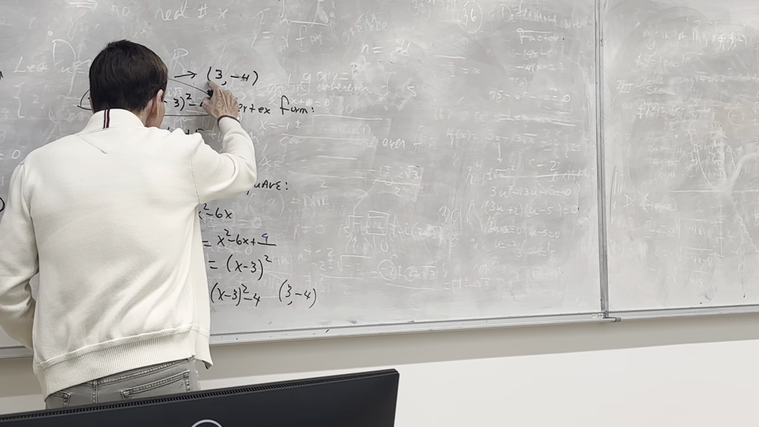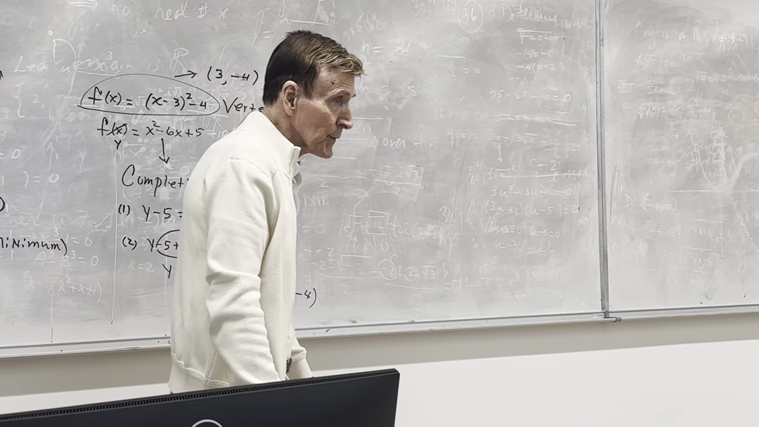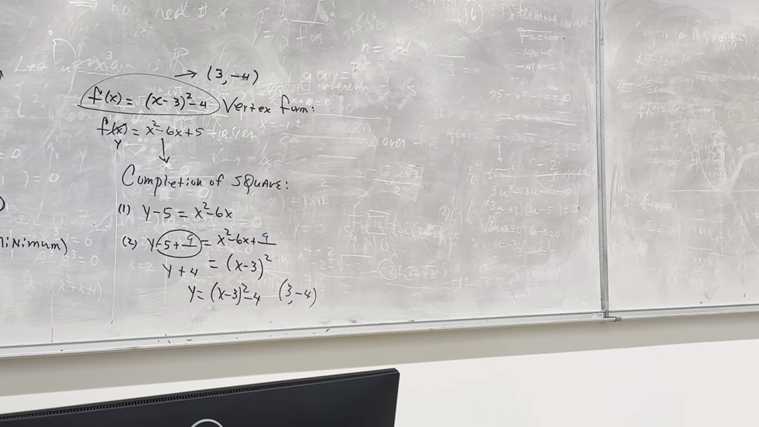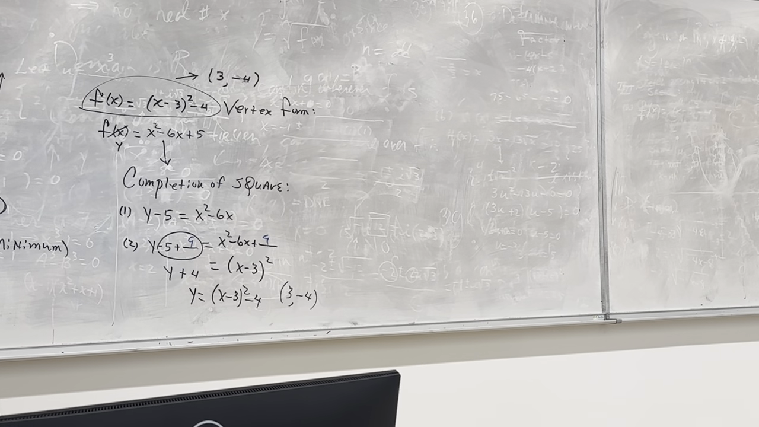Why, Professor, is it 3 there and not negative 3? Someone give me a good rationale. I see a hand going up, yes. It's a shift right 3. It's a shift to the right 3.